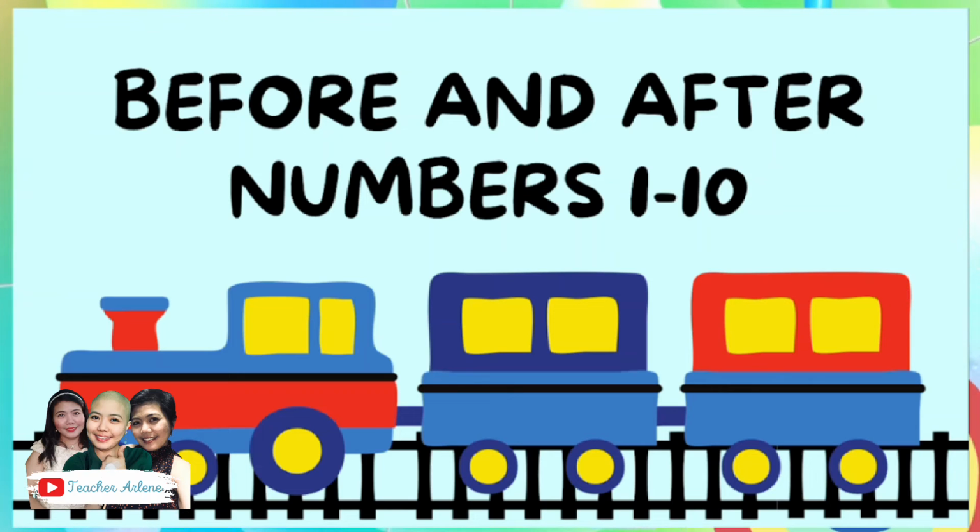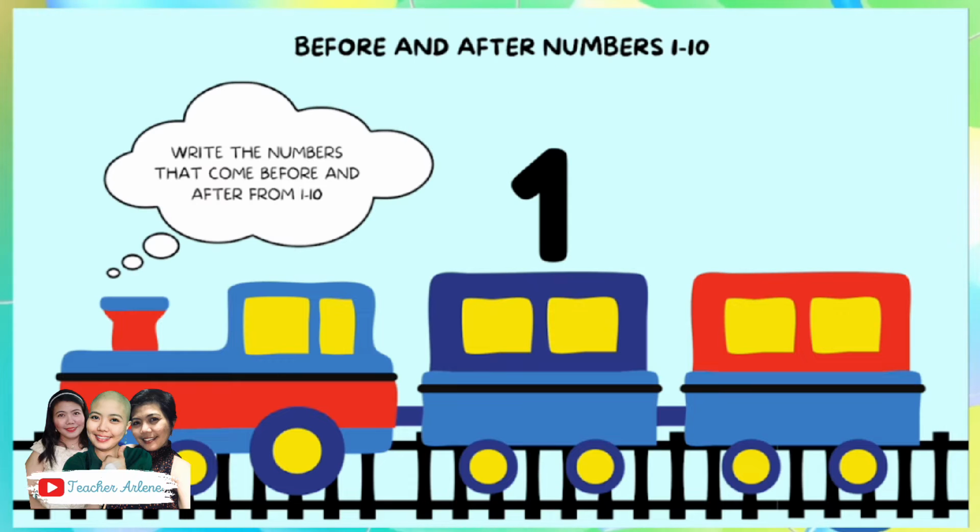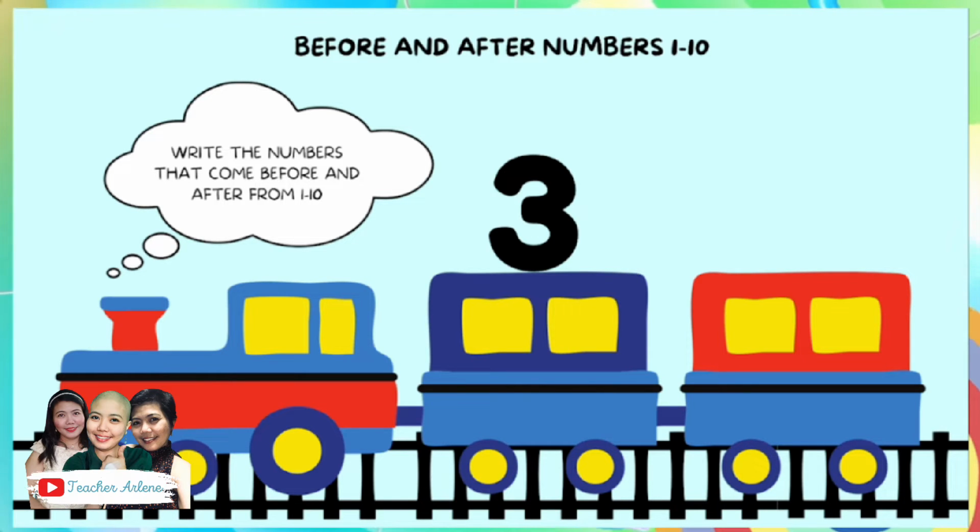We will learn about before and after numbers 1 to 10. What is the number that comes after 1? If your answer is 2, correct. What number comes after 3? It's 4.